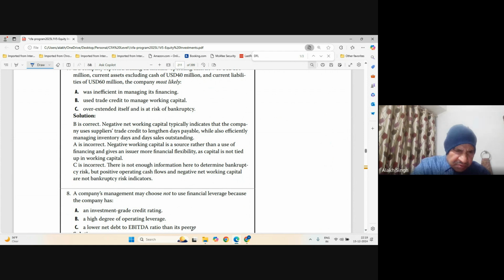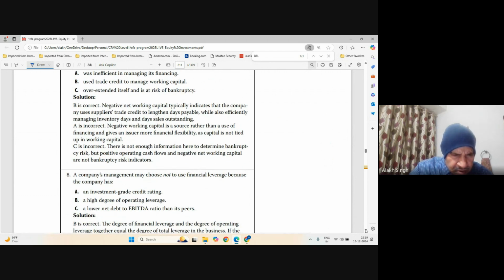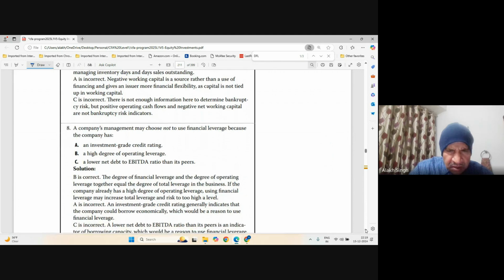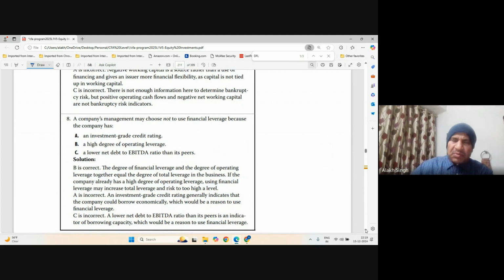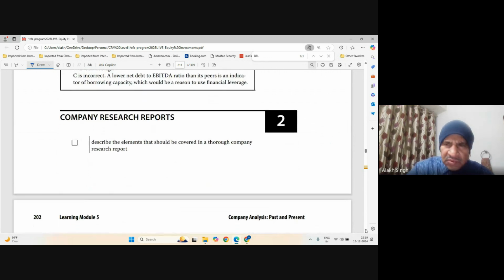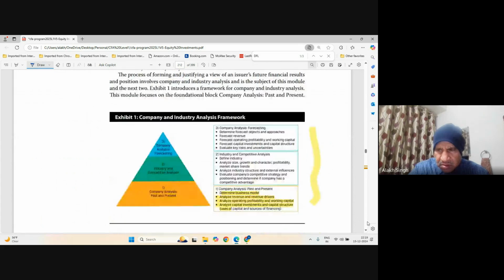It may choose not to use financing. B looks to be the best answer. Do you agree? Yeah, B is the correct answer, because it is earning a lot of cash from operations, so why will it go and borrow? Okay, let's go to the end.